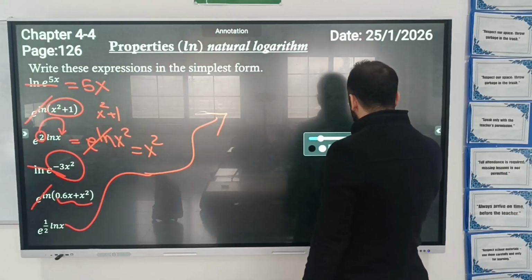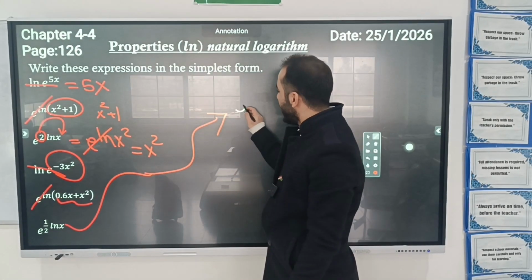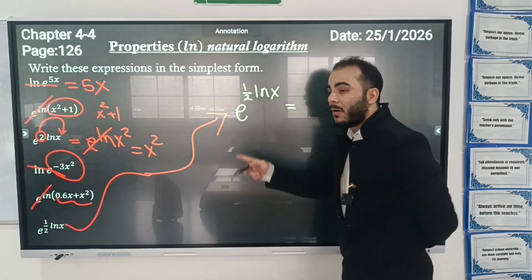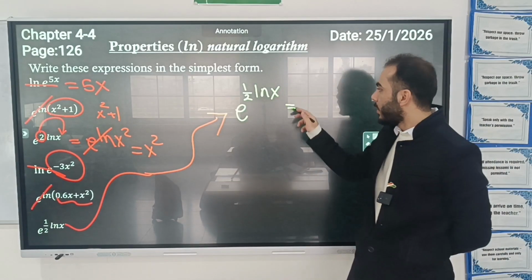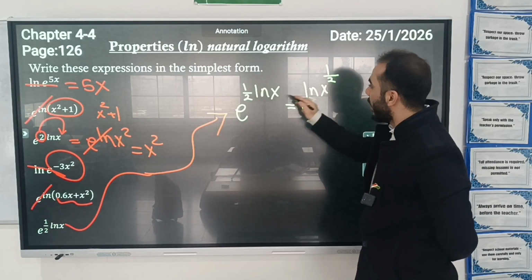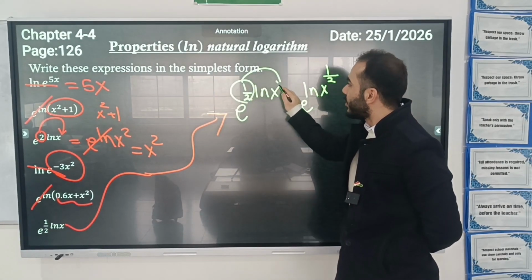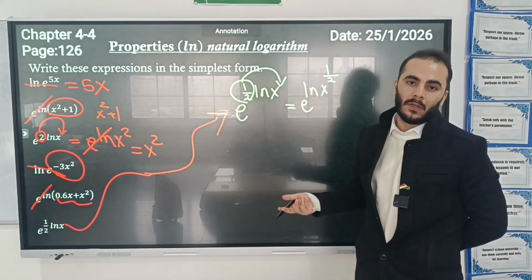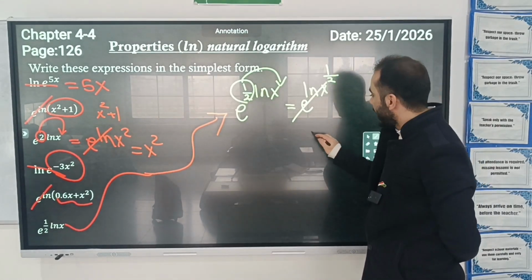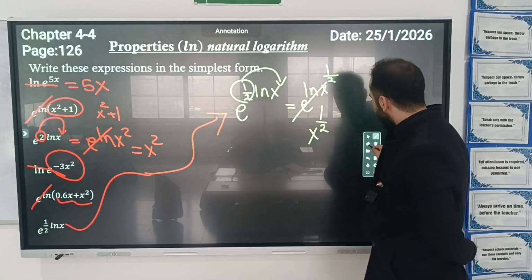Let's just find it out. There is something interesting regarding it. So e powered by 1 over 2 ln x. We said that if there is a number, we need to bring it back to the exponent part. So it's equal to e powered by ln x powered by 1 over 2. This 1 over 2 will come back to its own place, which is the exponent. So right now, e and ln will kill each other. What will remain? X powered by 1 over 2.